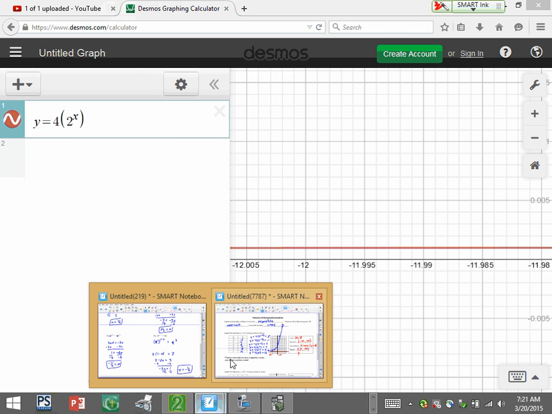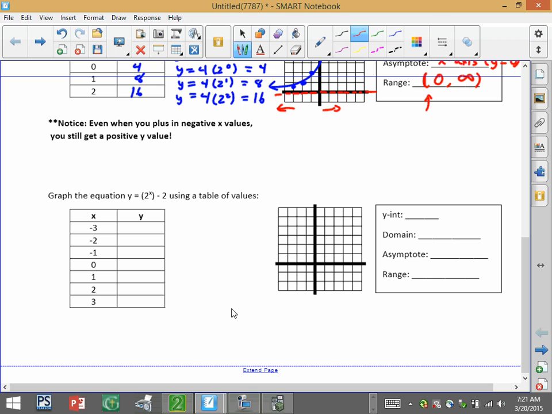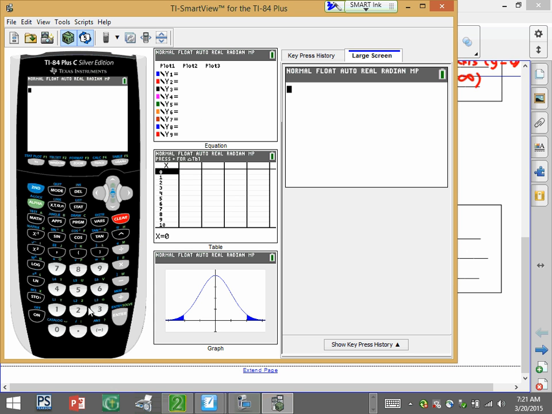So let's go back and try one more problem. What if we did 2 to the x minus 2? So let's plug in y equals 2 to the negative third minus 2. I'm going to go back to the calculator and let it do the work for me. So we have 2 to the negative third, minus 2. Excuse me, that's not what I want. 2 to the negative third. I want to close those parentheses out. Minus 2. I want to make sure that minus 2 is not up in the parentheses. So negative 1.875.